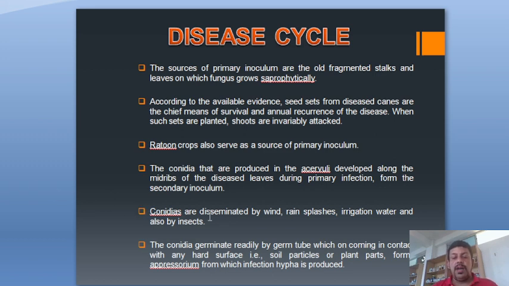Some conidia are disseminated by wind, irrigation water and the like. The conidia germinate by a germ tube, which, on coming in contact with hard substances such as soil particles or plant parts, forms an appressorium, from which the infection hypha is produced. The appressorium is the main area from where the germ tube develops, after which the fungus infects the whole plant.